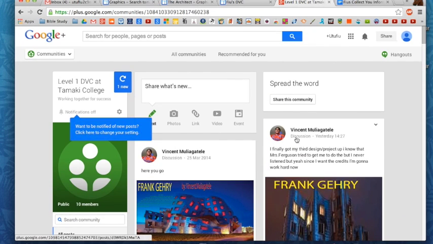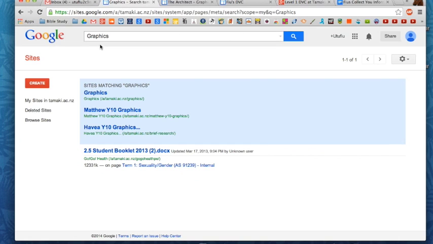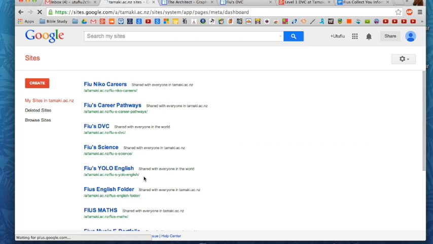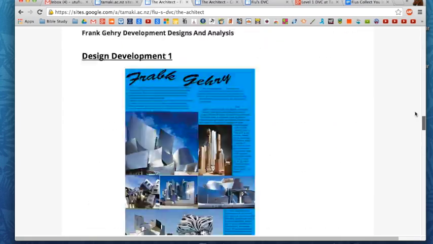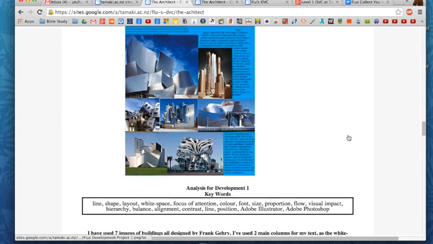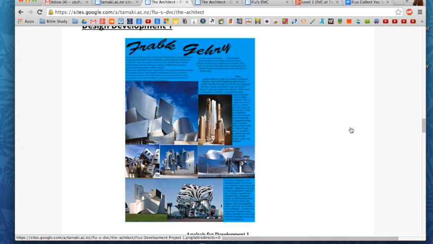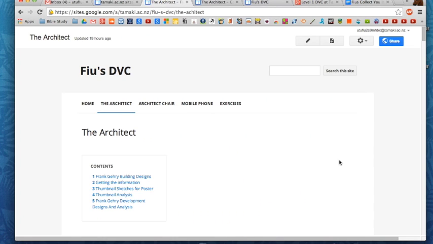After we get these images up on our Google Plus site, we load them to our sites. Yes, we have sites, and those sites can be found over here. My site is in Tamaki College. And when I'm on the architect, this is where I always upload my stuff. See, this is one of my design developments. I just embed it here, but I hope that you have enjoyed my video.